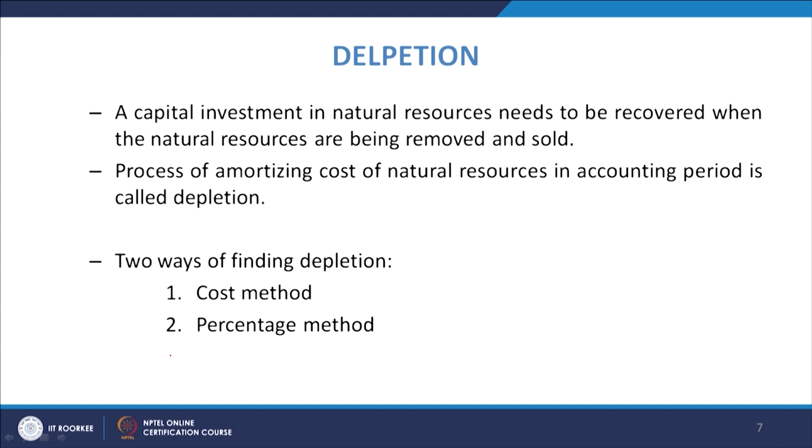Normally, when we deal with the use of natural resources, and you are making the capital investment, once these natural resources are used up, they will be over. They are not going to be present further. So, the process of amortizing the cost of natural resources over accounting periods is known as depletion. This is also a type of depreciation, and here also you have two methods of finding the depletion.